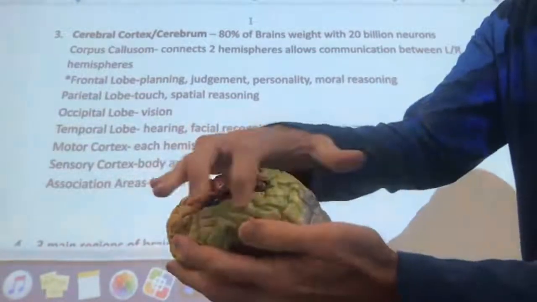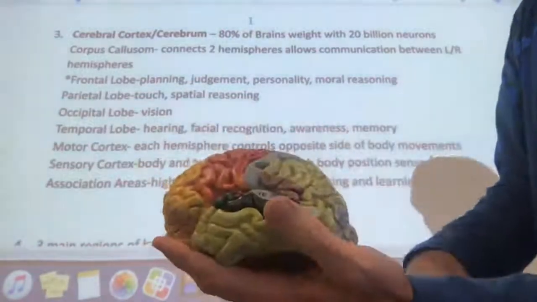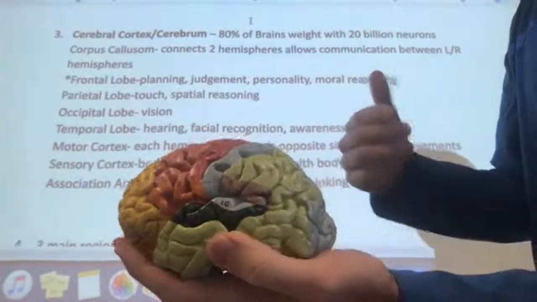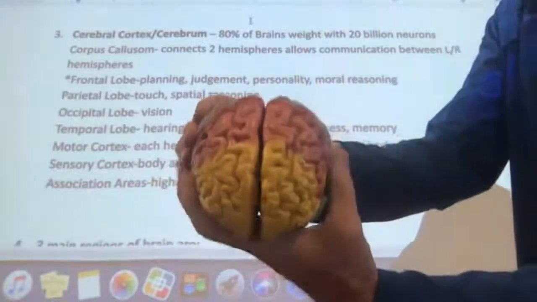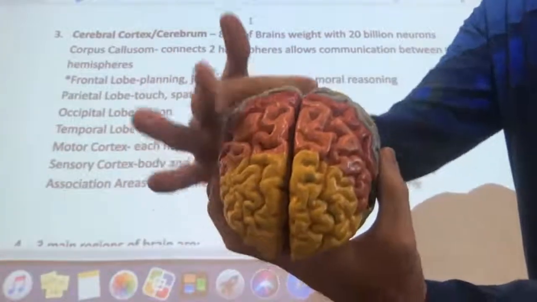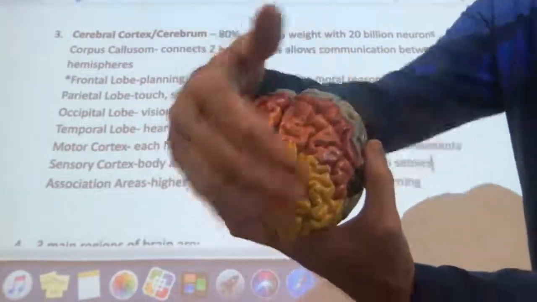These control hearing, obviously, facial recognition, awareness, and also memory. These are very important structures in memory, okay? Now, on the top, again, you have the cerebral cortex, which is that top layer of the cerebrum.